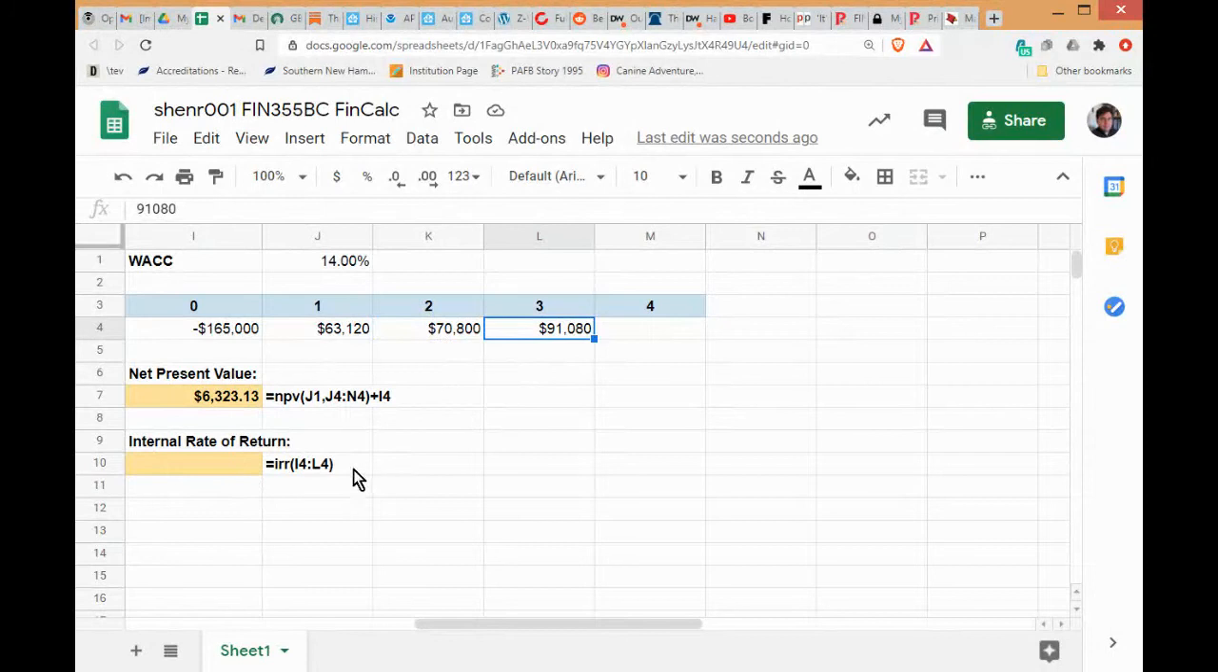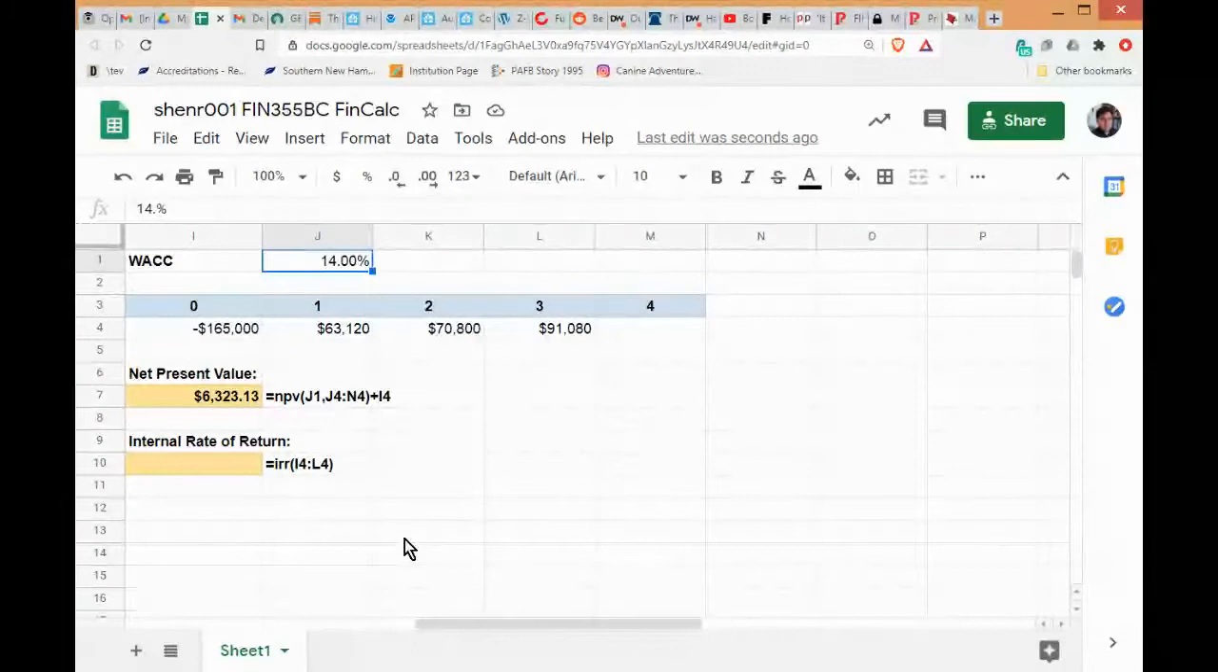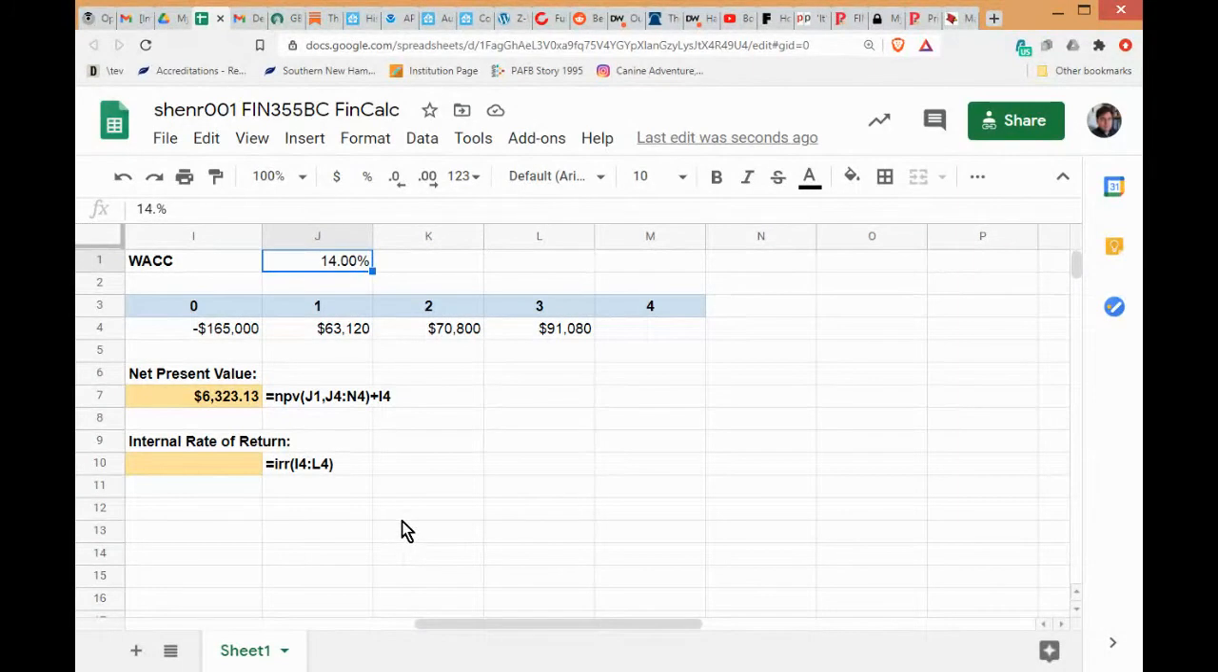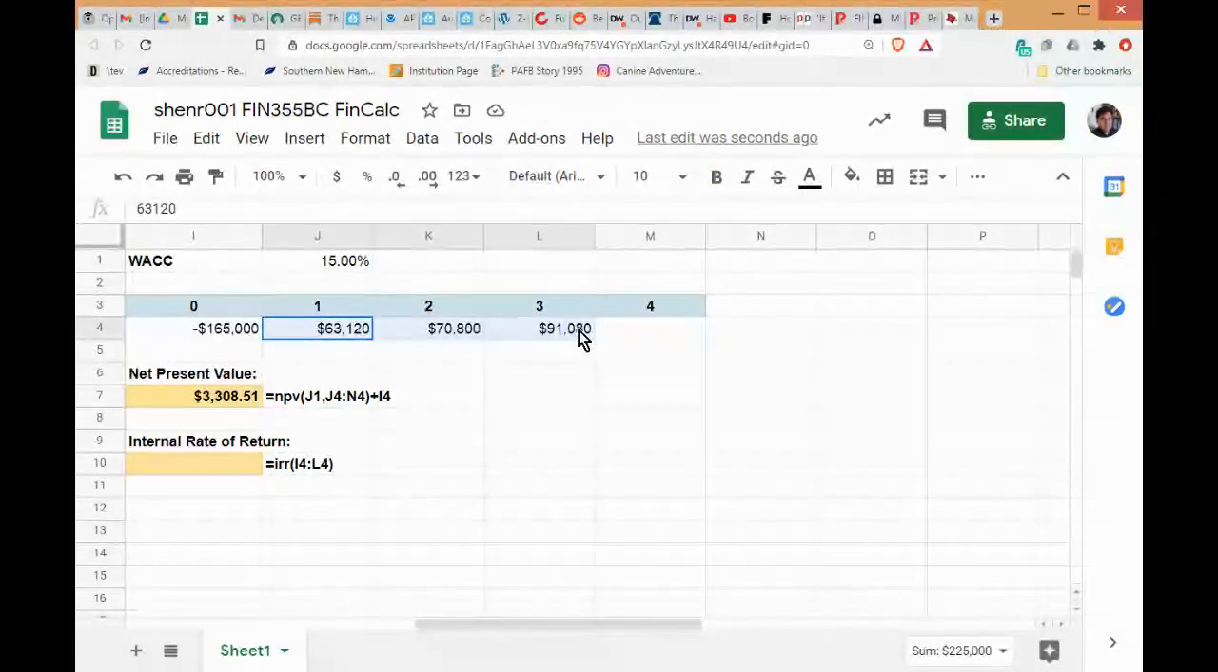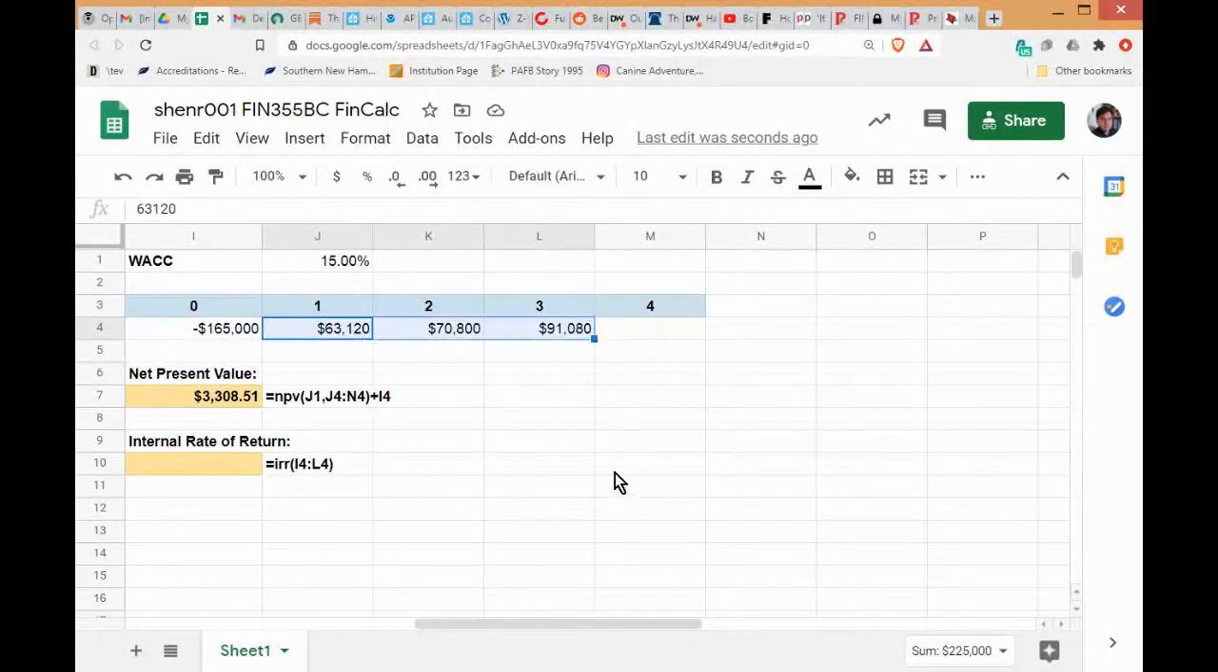The idea of internal rate of return is how high does the discount rate have to be before the benefits of the project no longer outweigh the cost? And we can do that by trial and error. I'm just guessing at numbers here. At 15%, I'm still seeing a positive net present value, which means at this discount rate, the future cash flows are still worth more than the cost.